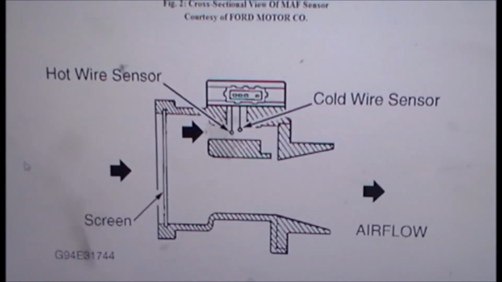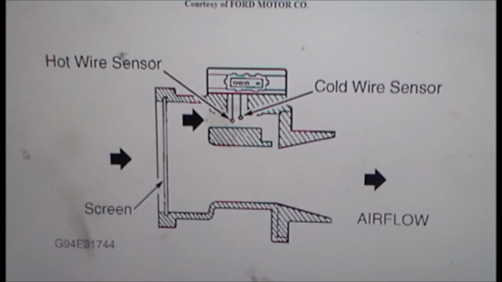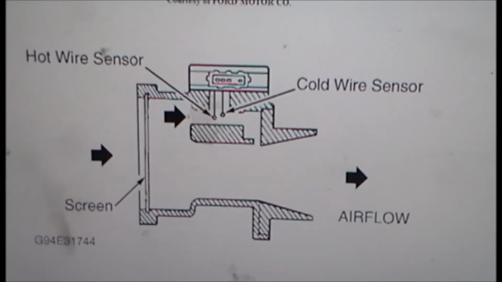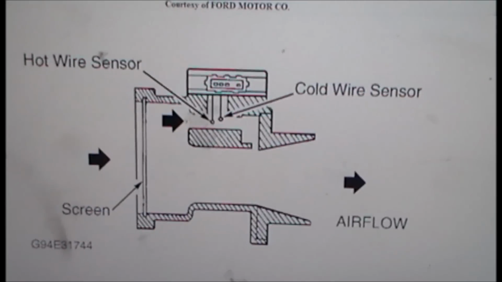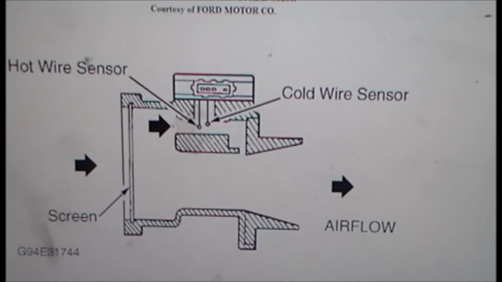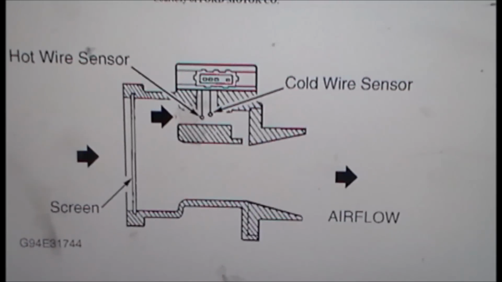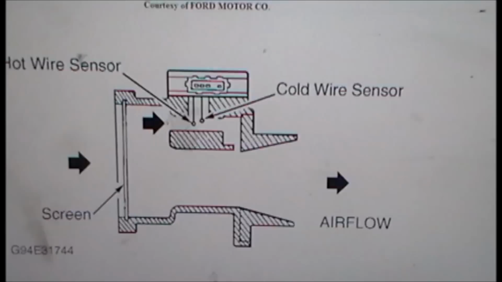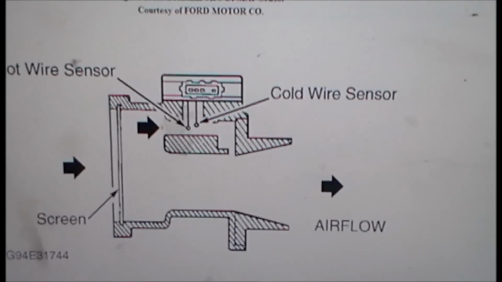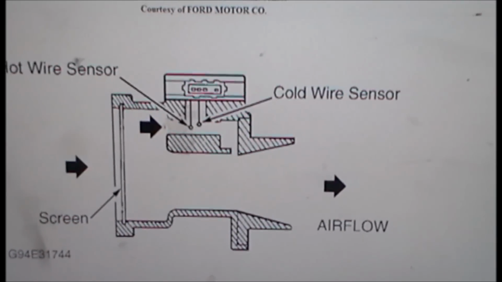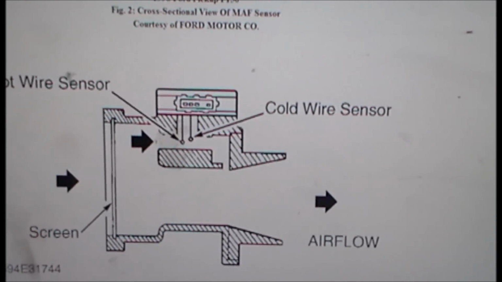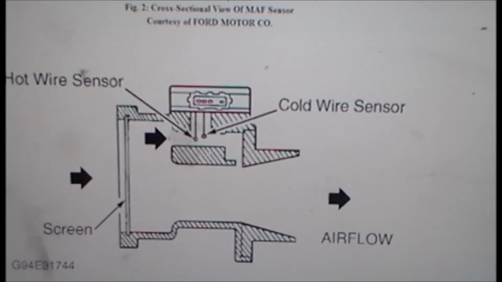Here's a quick picture of a cross-sectional view of a mass airflow sensor, and what you have here is your hot wire and your cold wire, and as air rushes across the hot wire, the computer maintains it at, I don't know, 300-400 degrees, I can't remember. So depending on the amplitude it takes to keep it at that constant temperature, it knows how much air is flowing across it. It's measured by the cold wire sensor, so that's how it determines how hot the hot wire one is.